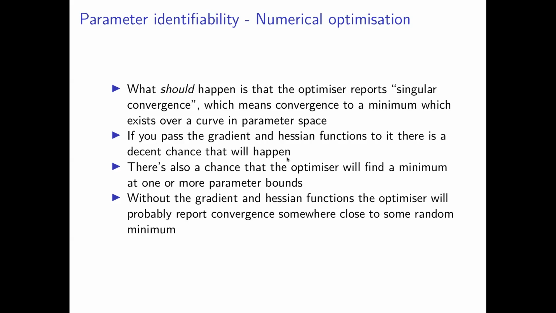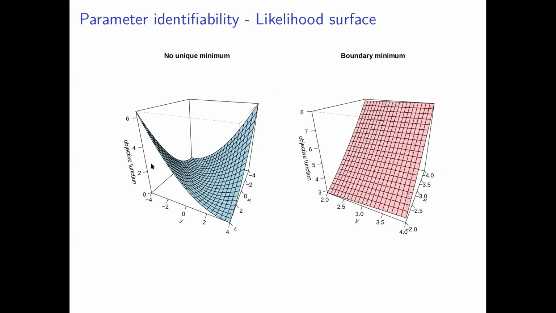But there's also a chance that the optimizer will just find a minimum at one of the parameter boundaries. So like I was showing here, if the boundaries of the parameters stop it from finding the minimum, then it won't know that there is no unique minimum, but will just go to the minimum at the boundary.